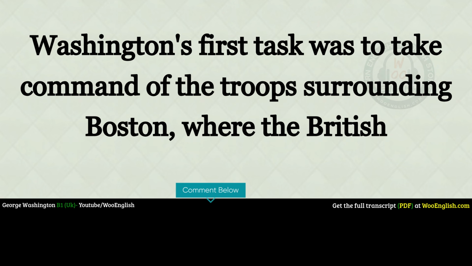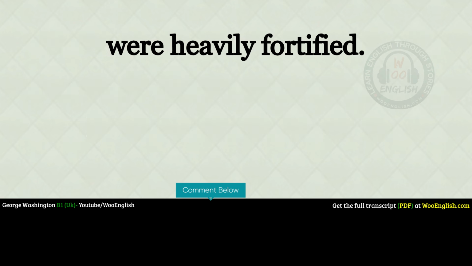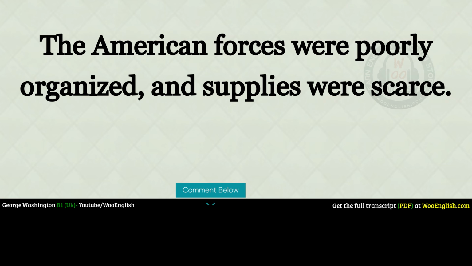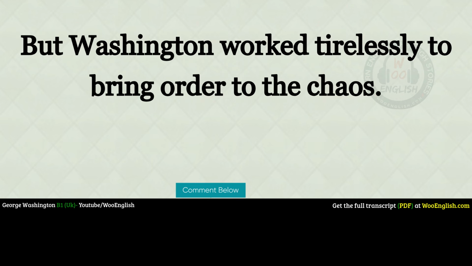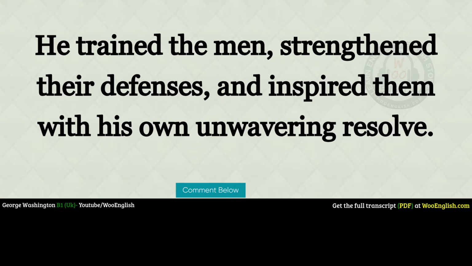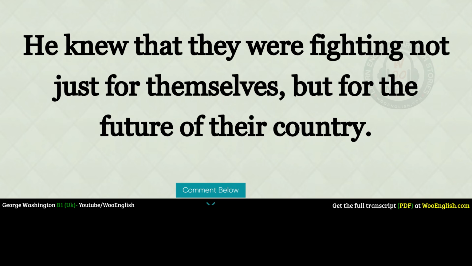Washington's first task was to take command of the troops surrounding Boston, where the British were heavily fortified. The American forces were poorly organized and supplies were scarce. But Washington worked tirelessly to bring order to the chaos. He trained the men, strengthened their defenses, and inspired them with his own unwavering resolve. He knew that they were fighting not just for themselves, but for the future of their country.